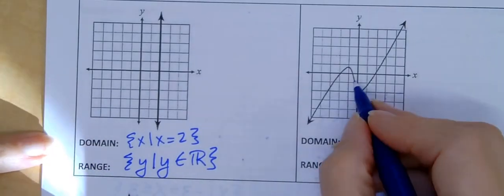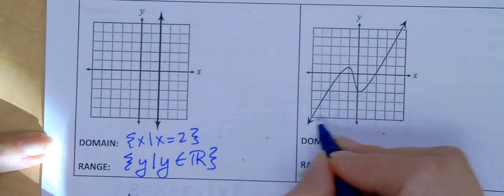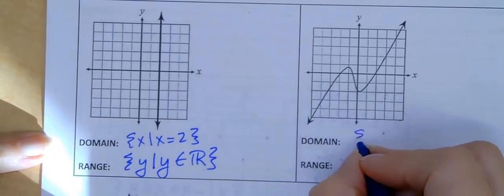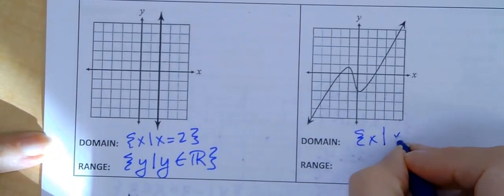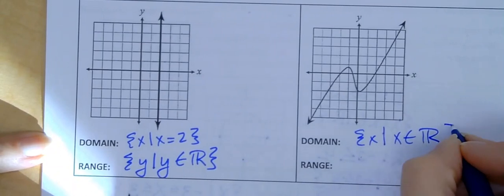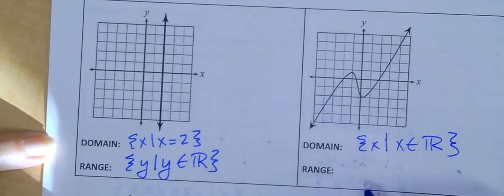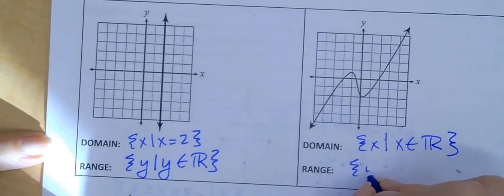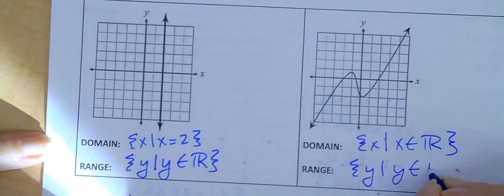This one, domain, I'm going left to right forever. So x such that x is an element of the real number system. My y's go on forever. Y such that y is an element of the real number system.